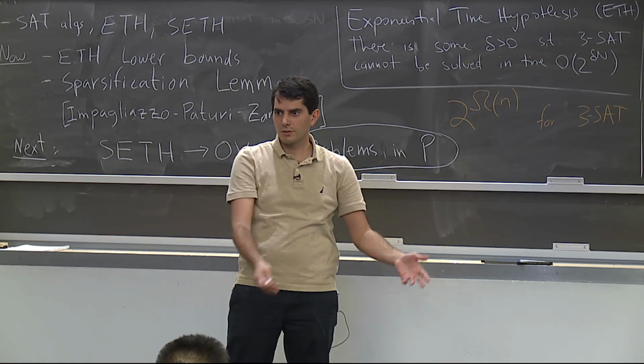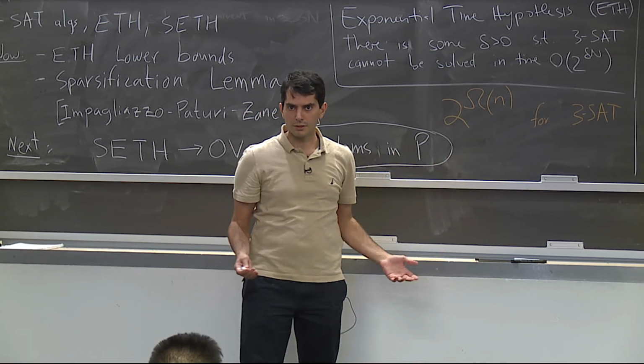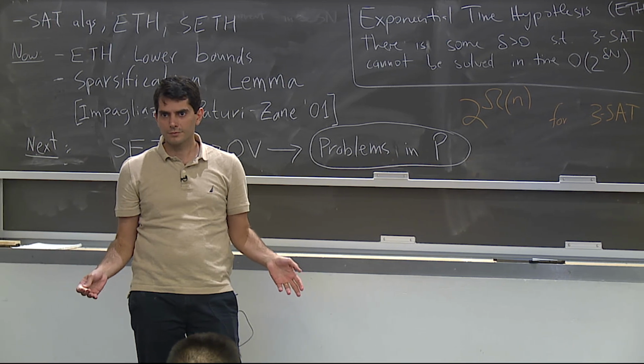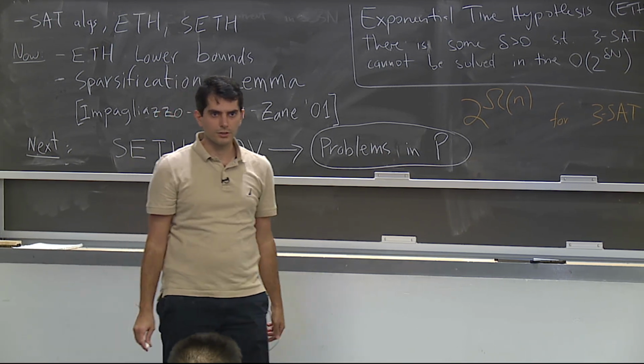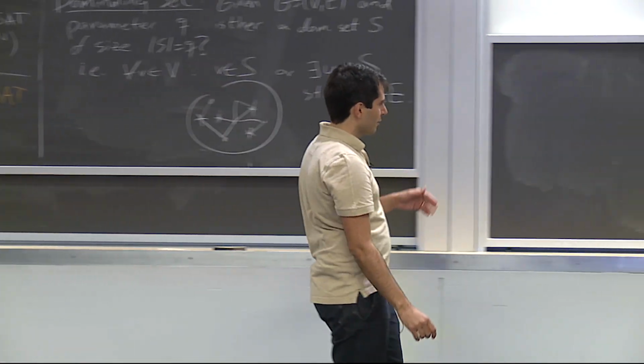So what does it give us for dominating set? Does it give us the same lower bound or something weaker? To think about this question, let's look at this reduction. Do you remember the reduction from SAT to dominating set, or do you want to suggest one?